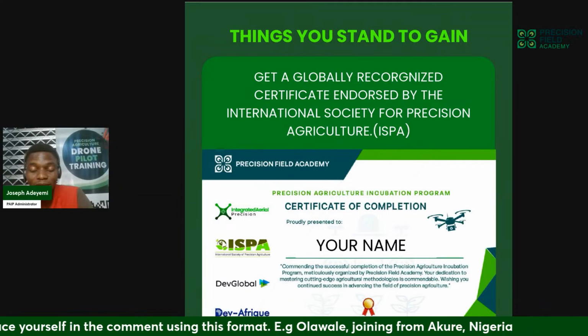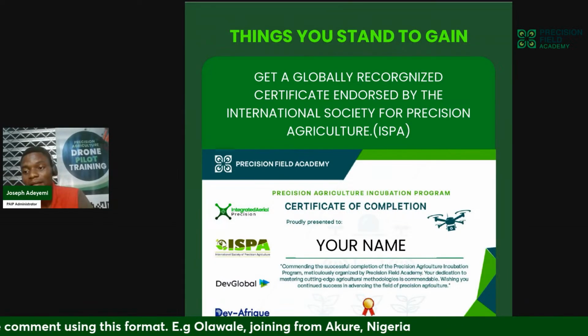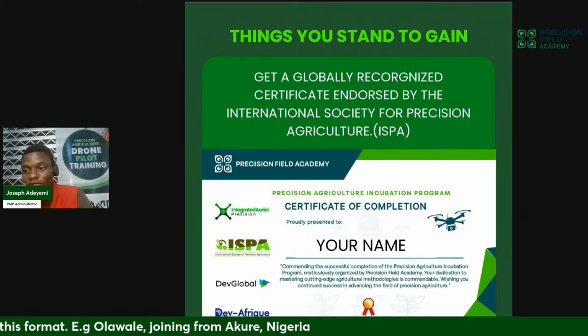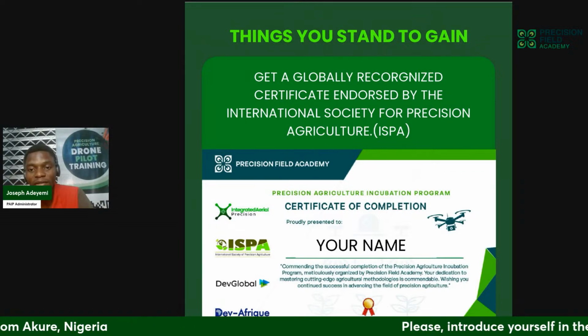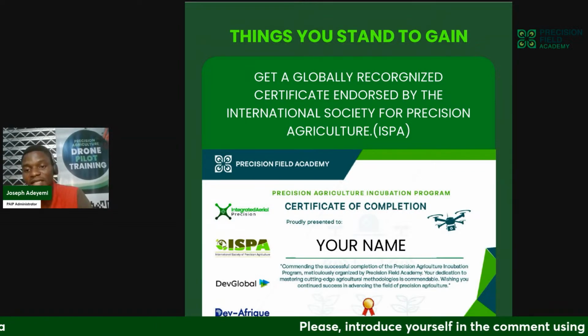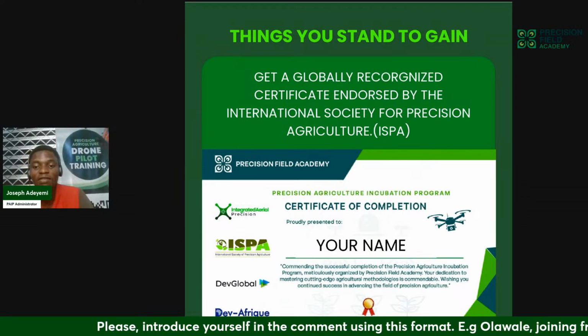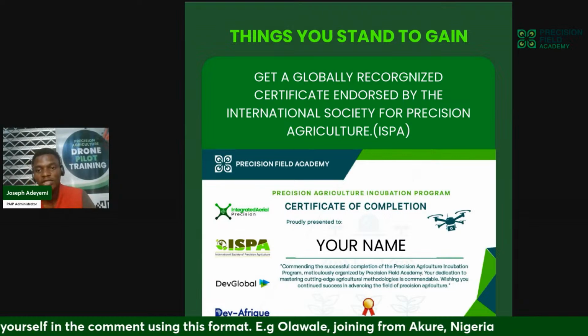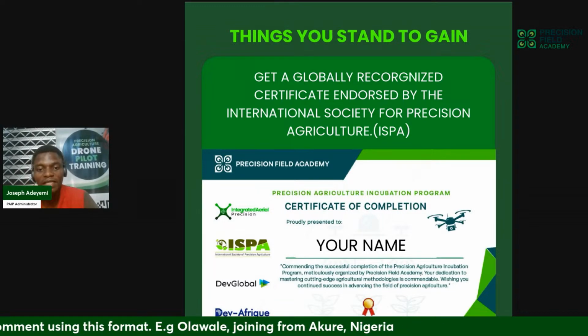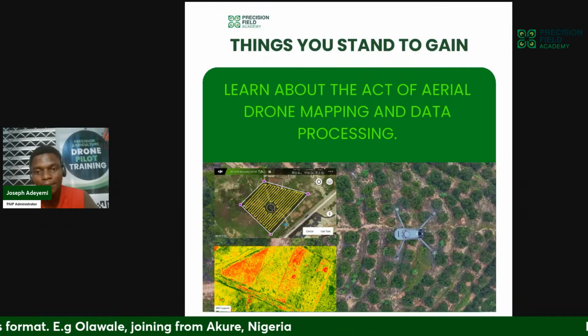One other key thing is this is more like a testament for you attending this program. You're going to get a globally recognized certificate, which is endorsed by the International Society for Precision Agriculture. ISPA is also a partner, and they actually gave their endorsement to this program, the Precision Agriculture Incubation Program. So you're going to get a certification endorsed by them.